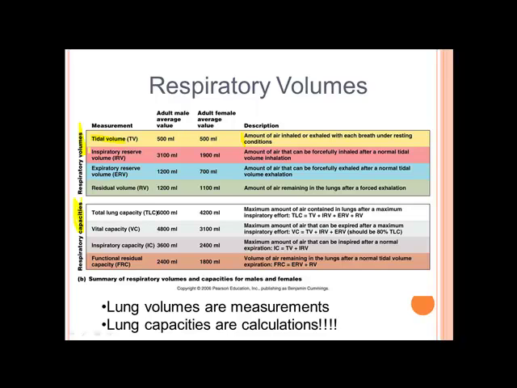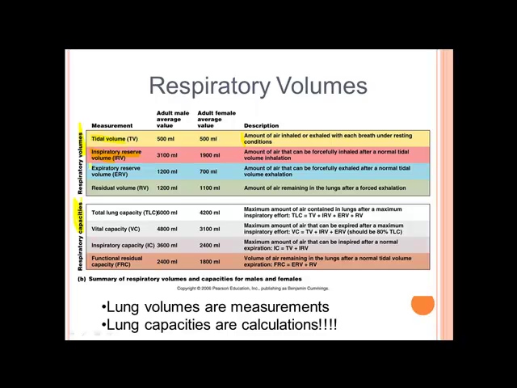Next one is your inspiratory reserve volume, or IRV. This is the amount of air you can breathe in past your normal tidal volume inspiration. So if I take a breath in, how much air can I breathe in past that? That's my inspiratory reserve. On males, it is about 3,100 mLs, or 3.1 liters. On females, it's much less. Why? Their thoracic cavity is typically smaller. It's only going to be about 1,900.